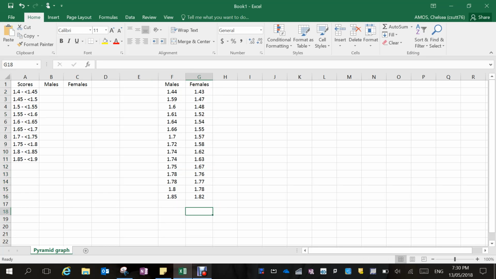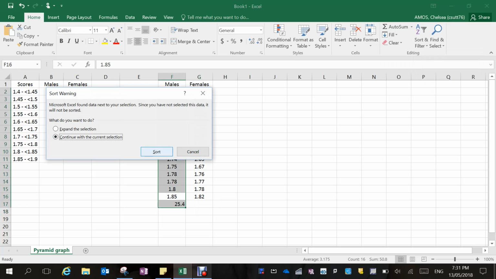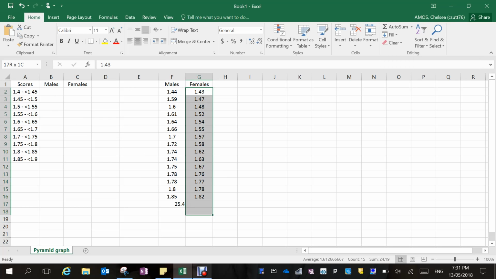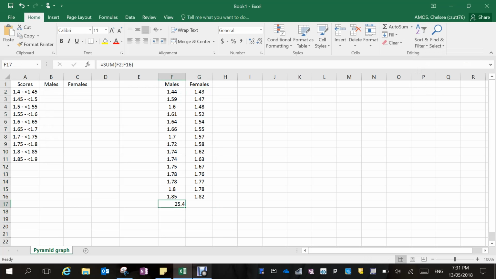So what I did first was I typed my data set in, and then I went through and arranged both of those sets in column F and column G using our sort and filter, and I put that in ascending order because that is actually going to help us identify what scores we're going to use. So from that information I could identify that our lowest score was 1.43 and our highest score was 1.85.